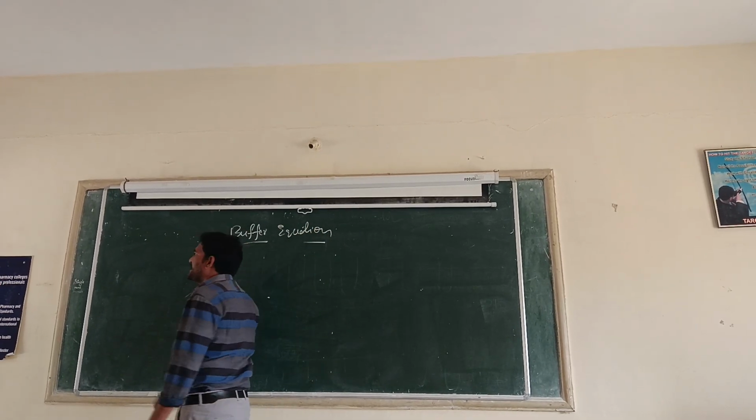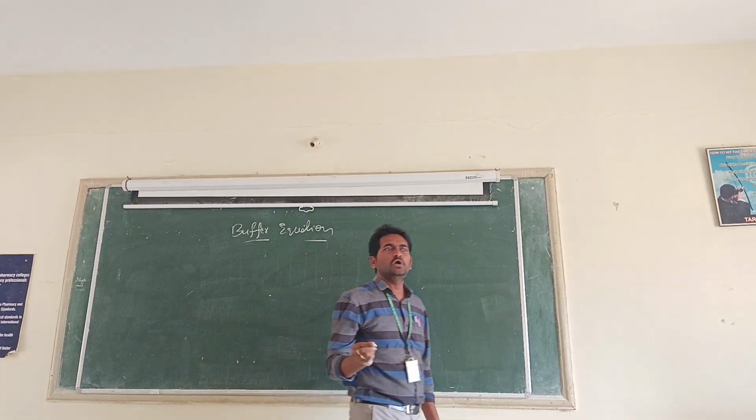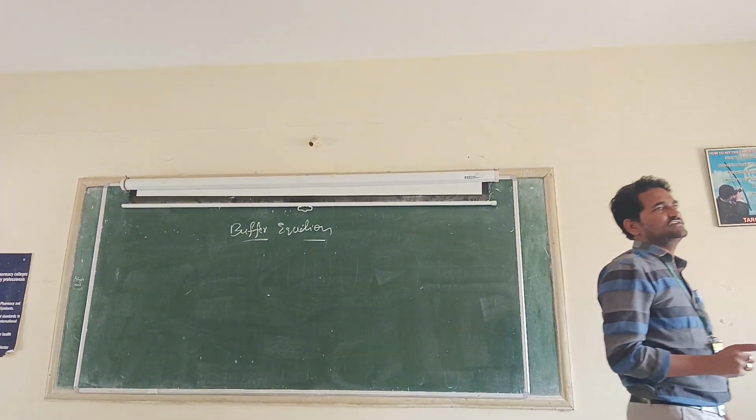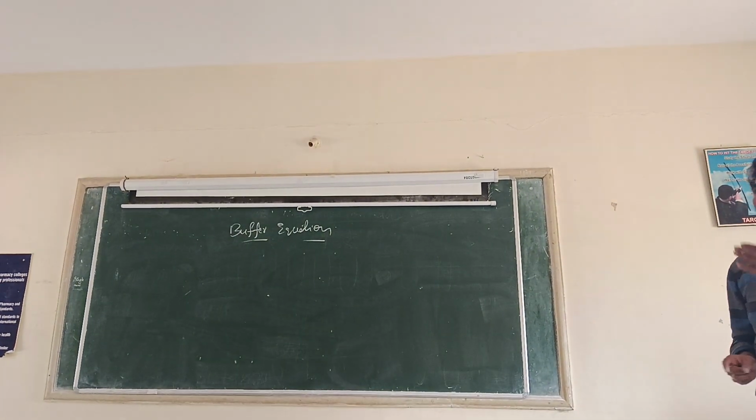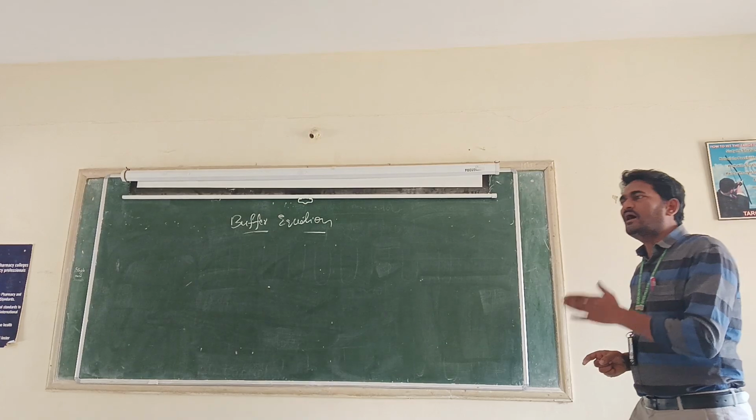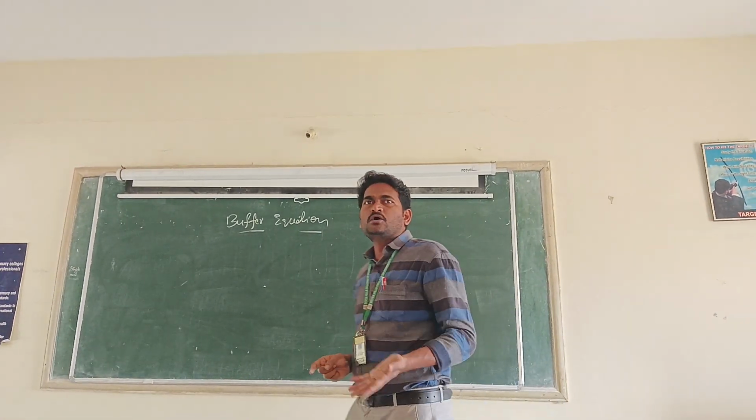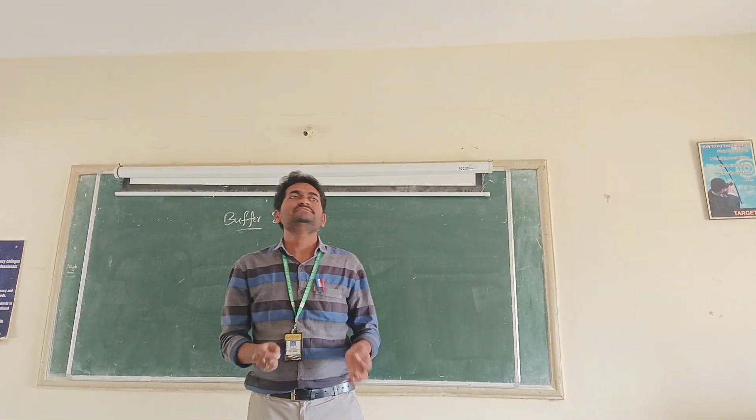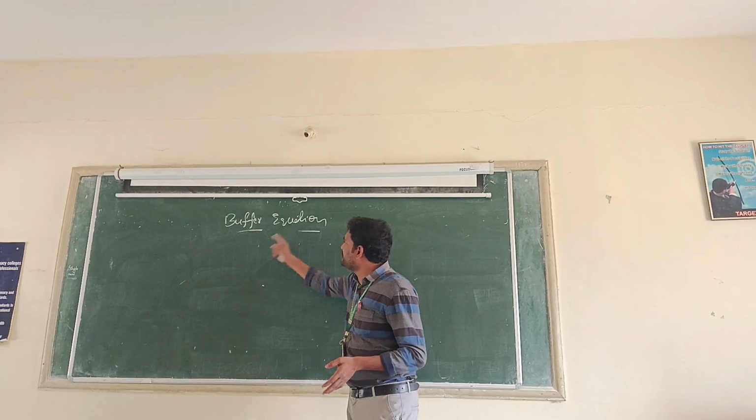Before deriving the buffer equation, we should first know what is meant by pH. pH means the negative logarithm of hydronium ion concentration. We have already seen that. Now coming to the buffer equation.